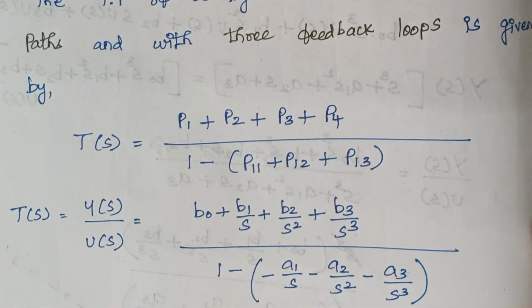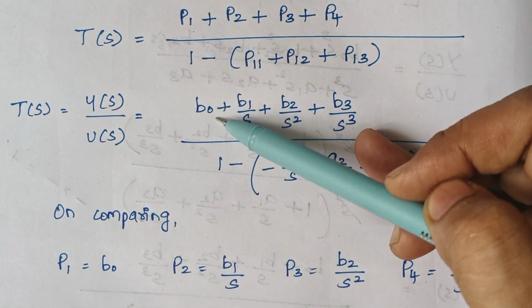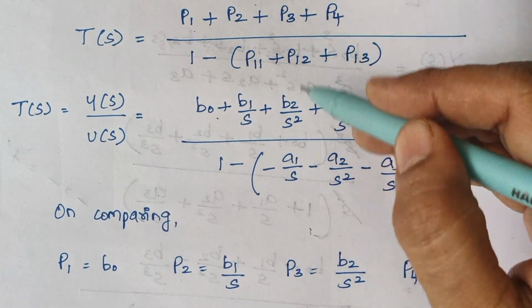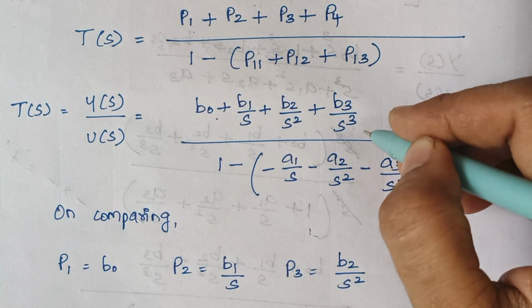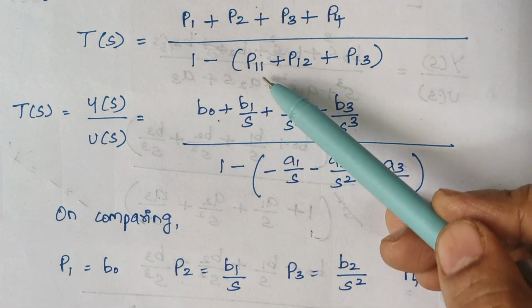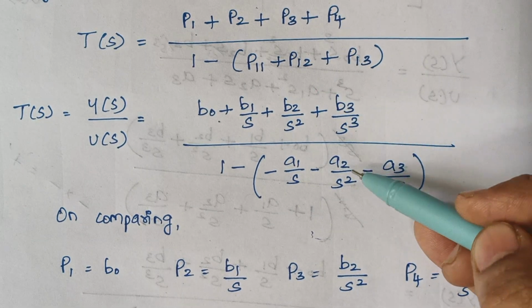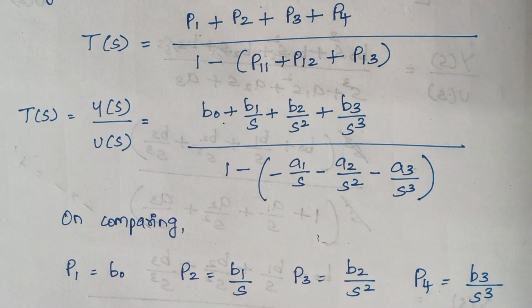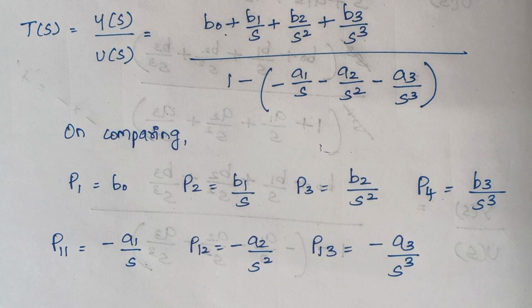Now when you compare these two transfer functions, you see here P1 is equal to B0 and P2 is equal to B1 by S. P3 is equal to B2 by S square and P4 is equal to B3 by S cube, right? Similarly, P11 is equal to minus A1 by S. P12 is minus A2 by S square and P13 is minus A3 by S cube, right? So these are all the things I had written here, right? Am I making things clear?